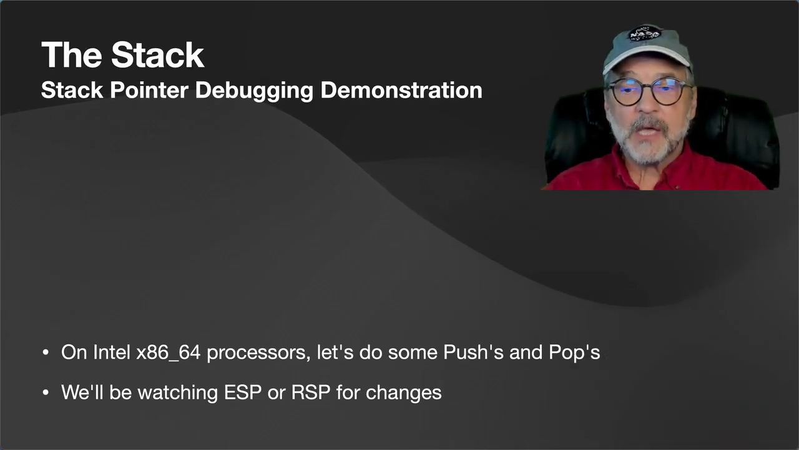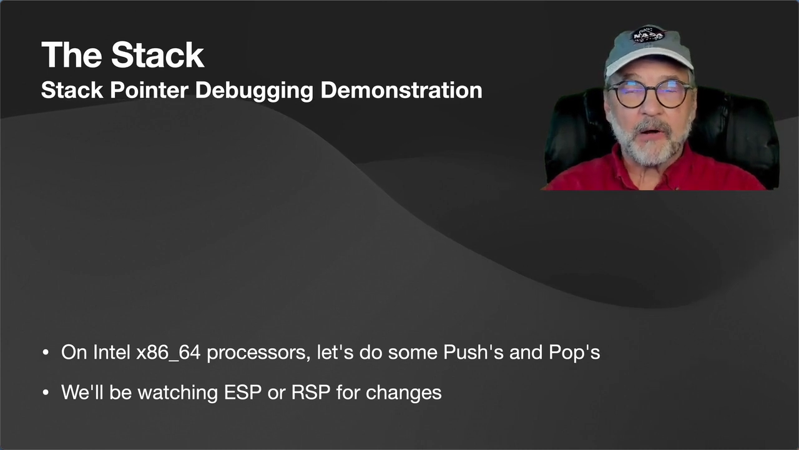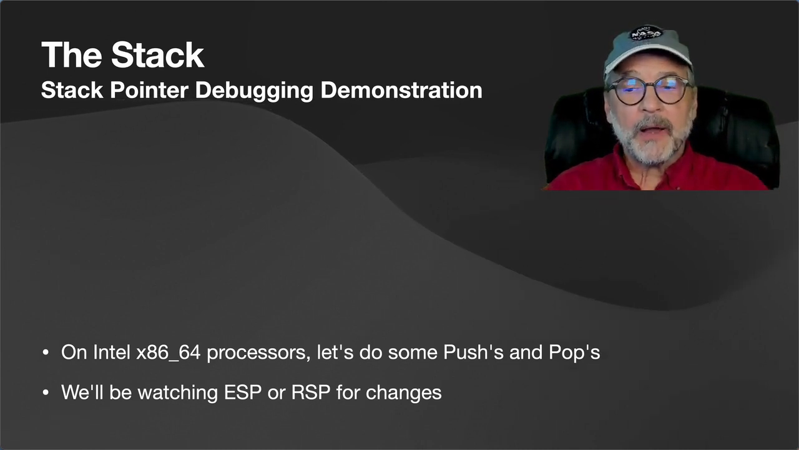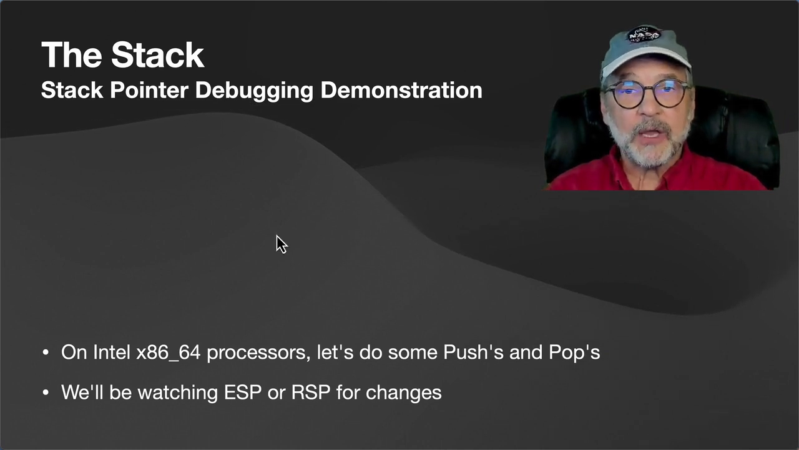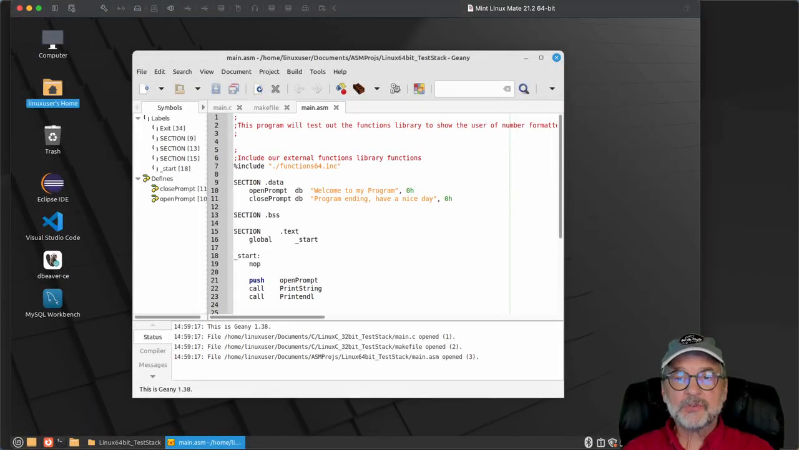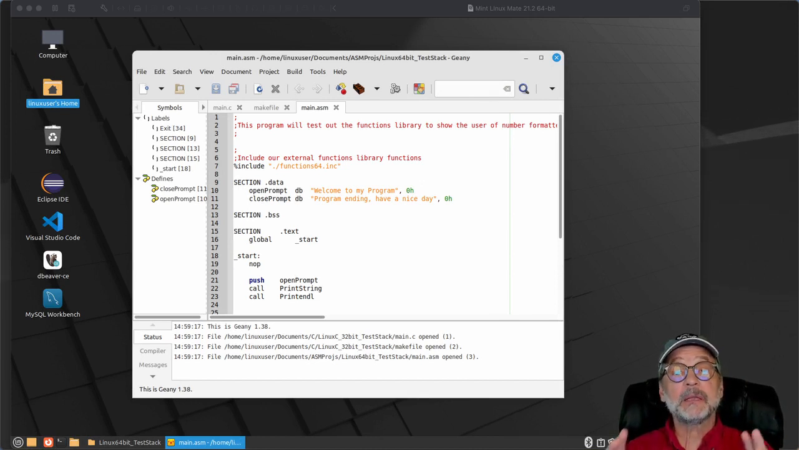And let's do some pushes and pops on our Intel program, and then we're going to go ahead and look at the ESP and/or the RSP registers as we do that. So let's get going with that demo. Okay, so let's try to do this in some code. What we're going to do is do it in Intel 64-bit first, and then we're going to do it in ARM 64-bit. So let's do the Intel first.